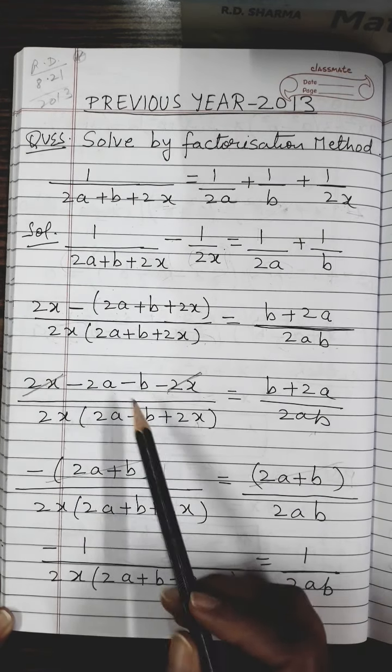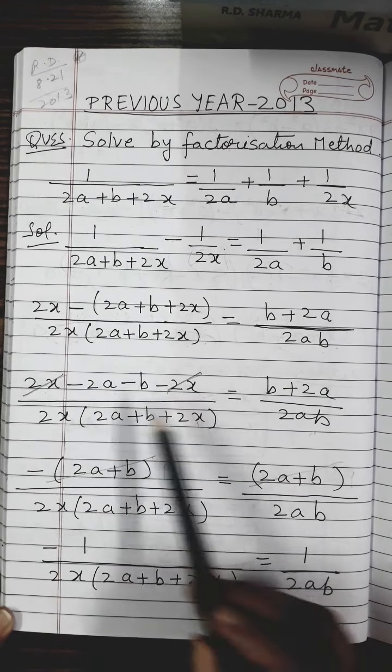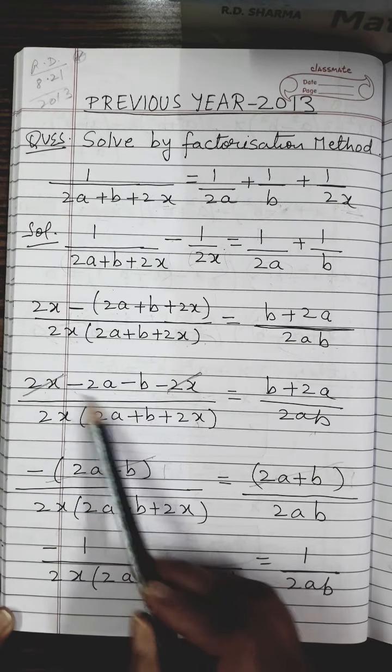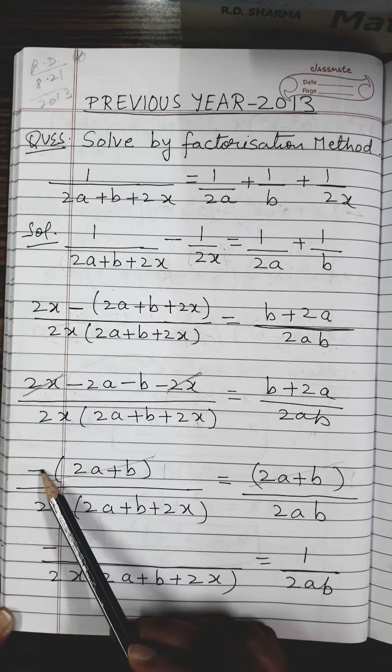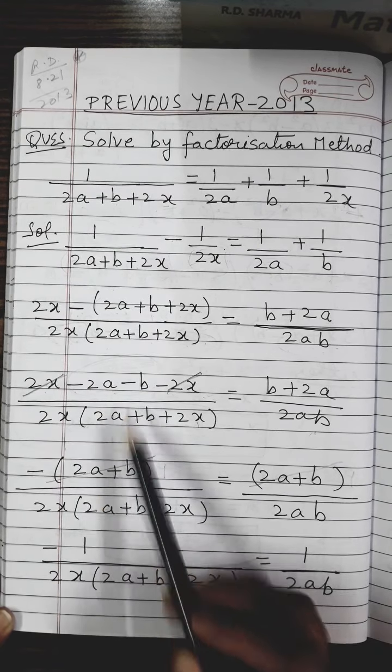Now in the next step, these two terms have become 0. So you have minus 2a minus b in the numerator. So I can take the minus sign outside the bracket, and inside I will write down these two terms with the plus sign.